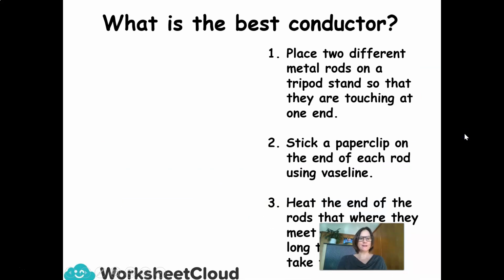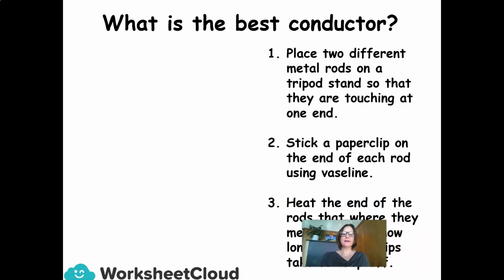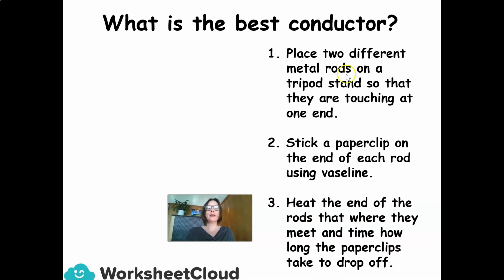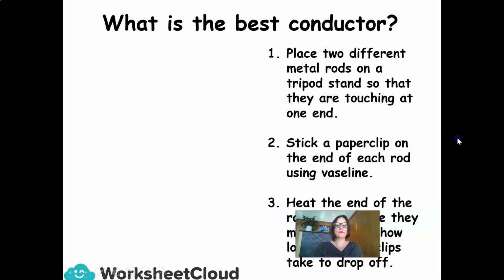So, what are the best conductors, grade 7s? Let's do another little experiment. We're going to place two different metal rods on a tripod stand, so they are touching at the end. I'll put up the diagram now. You are going to stick a paper clip on the end of each rod using Vaseline again, making sure that equal amounts of Vaseline are used for each paper clip. Heat the end of the rods where they meet and time how long it takes the paper clips to drop off. So here we have it.